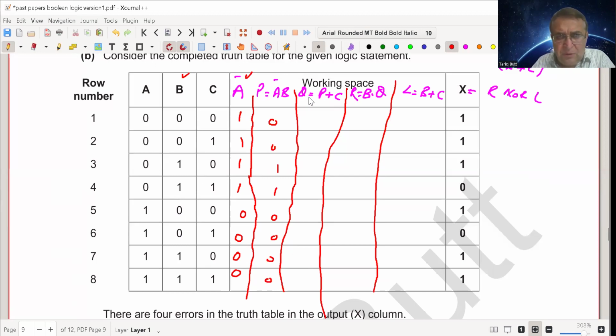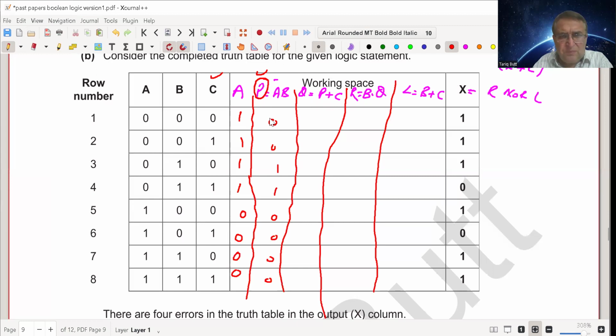Next Q, which is P or C. P is this, C is this. So it means we have to OR these two. Q is P or C. P is this or C. C is this one. And you know, output of OR is 0 only when both of its inputs are zeros. Otherwise, output is 1. So you have to OR these two columns, this C as well as P.